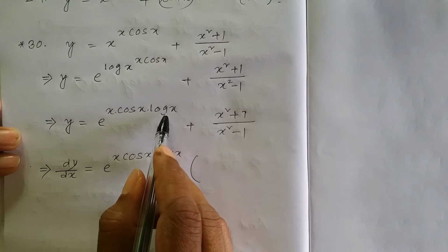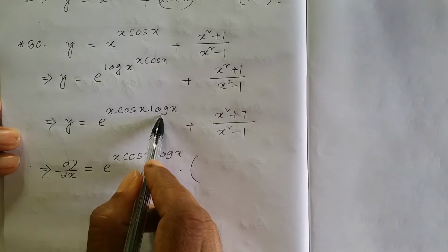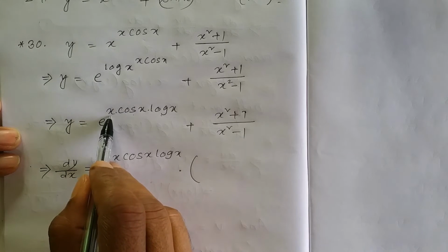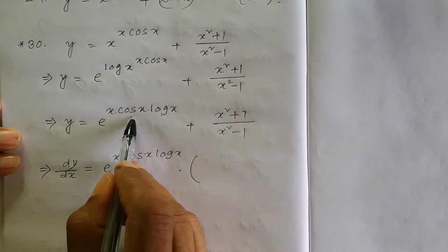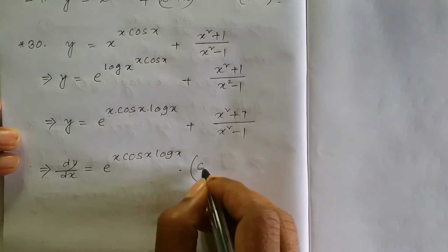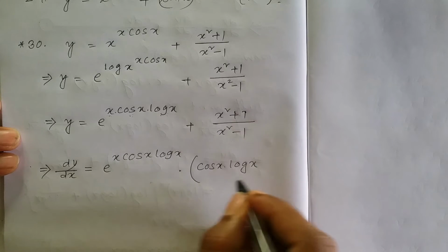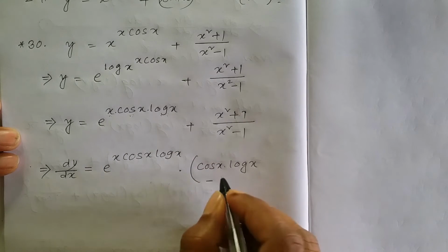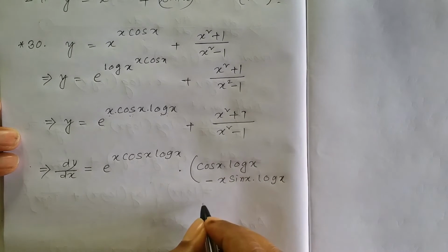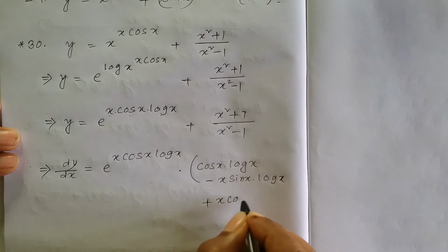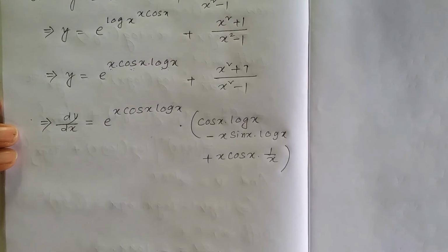You see here there are actually three functions: x, cos x and log x. With three functions, as I discussed last year, you take the first derivative of this one and keep the other two the same, then the derivative of this one with the other two the same, and again the derivative of this one with the other two the same. So x is 1, we have only cos x into log x, this is the first one. Then the derivative of cos x is minus sin x, so minus x into sin x into log x. Then plus again x cos x remains as it is, into log x whose derivative is 1 by x.